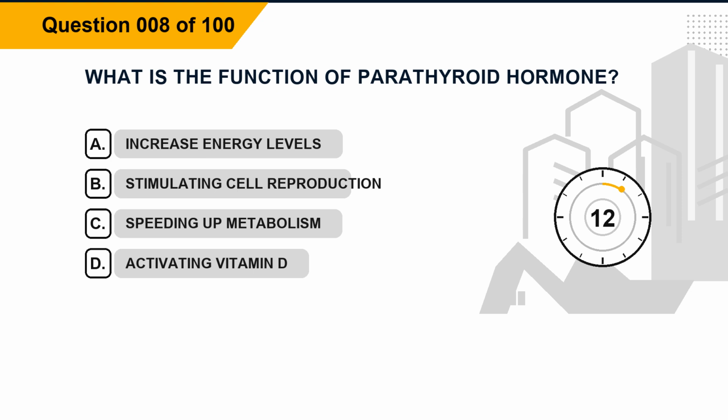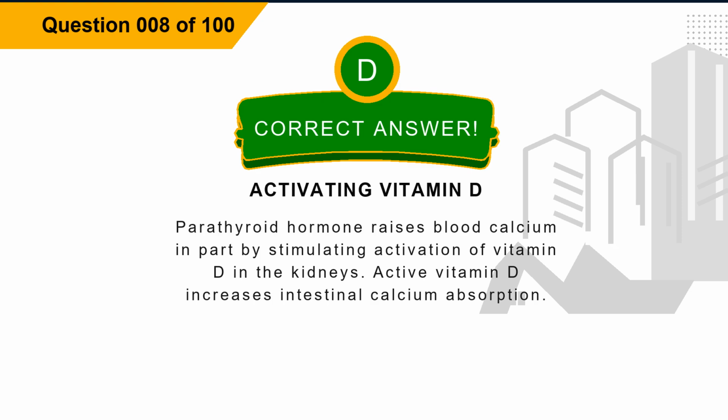Question 8. What is the function of parathyroid hormone? Option A, increase energy levels. Option B, stimulating cell reproduction. Option C, speeding up metabolism. Option D, activating vitamin D. The correct answer is option D, activating vitamin D. Explanation. Parathyroid hormone raises blood calcium in part by stimulating activation of vitamin D in the kidneys. Active vitamin D increases intestinal calcium absorption.